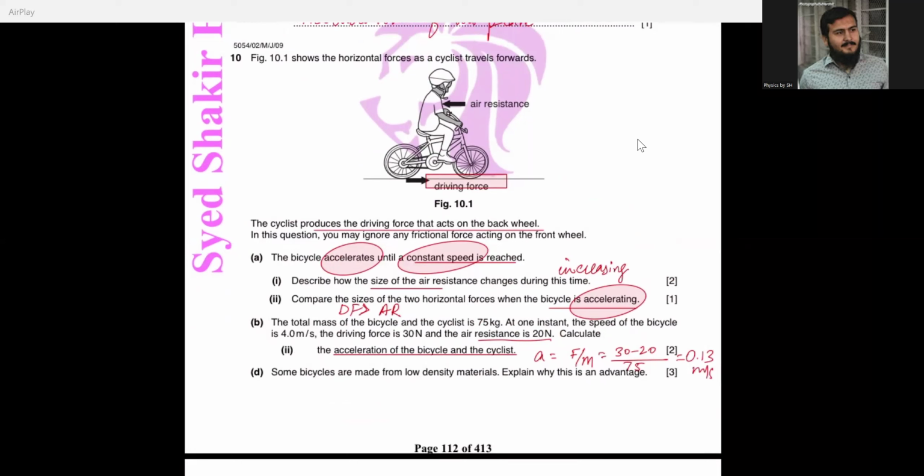Some bicycles are made from low density materials. Why is this an advantage? Low density materials mean less mass. So you would need less force to accelerate it. There will be more acceleration.